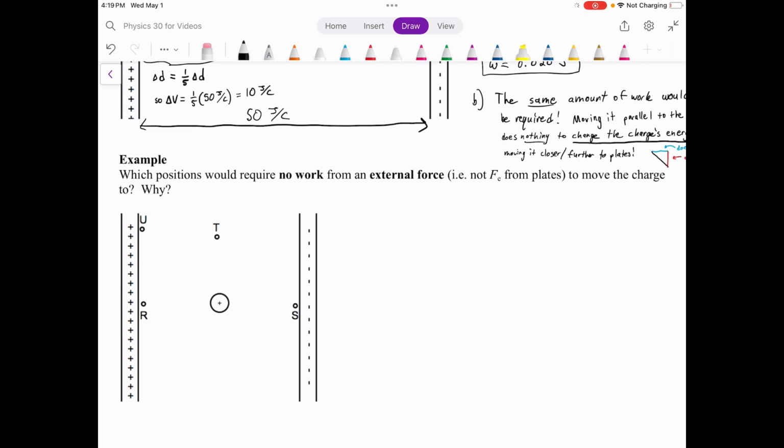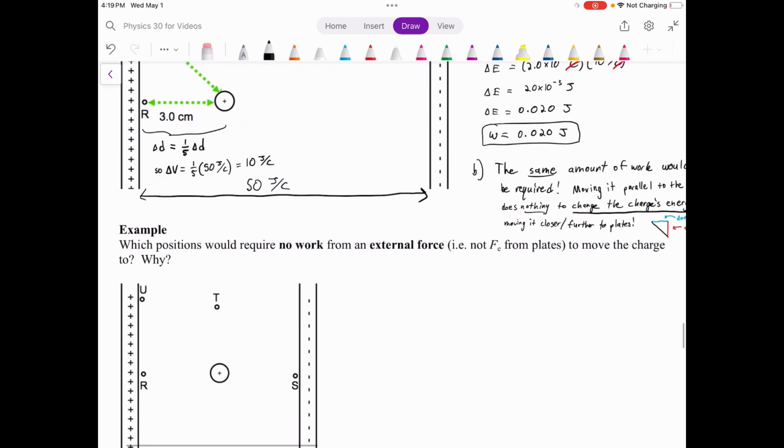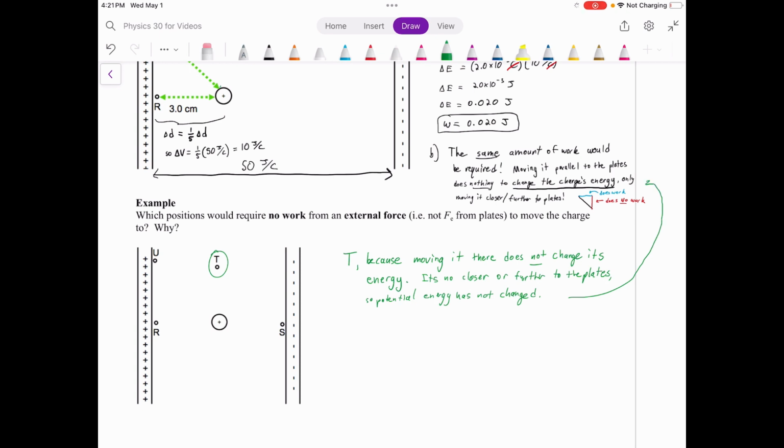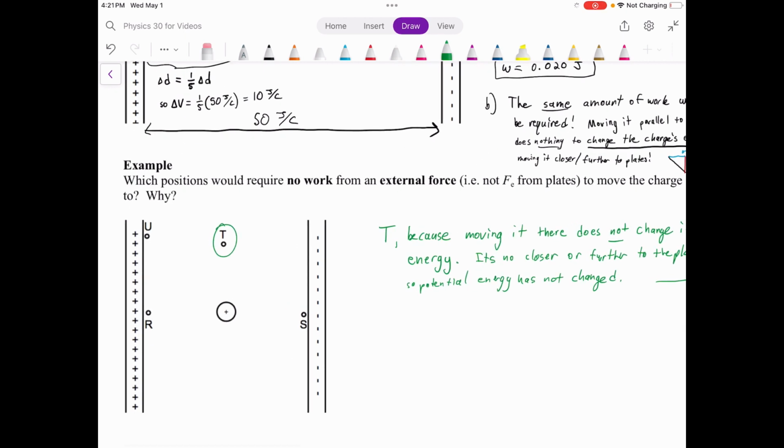So I think T should be on the list, and the reason is what we were talking about up here. For all the same reasons we talked about in this question, T would require no work to move it to. It has no more energy there than it does where it is now. Now, would we need to do work to move the charge to S? Or could we just let what's going to happen happen? We wouldn't need to do any work. An external force would not need to do any work to move it to S.